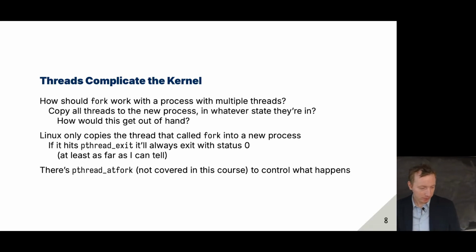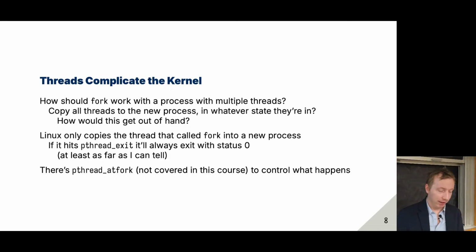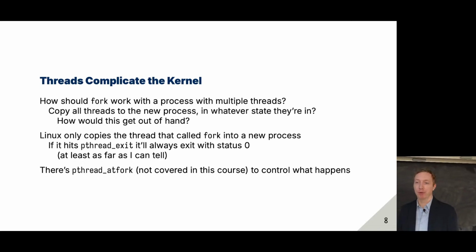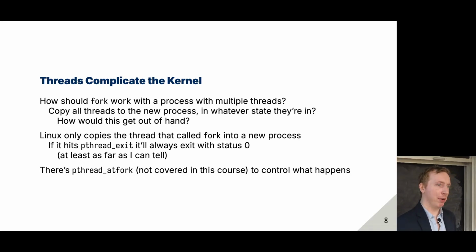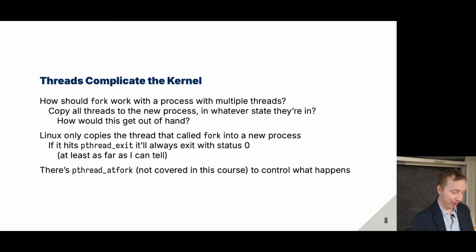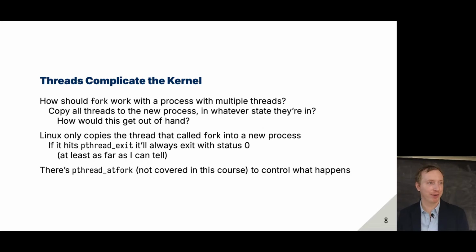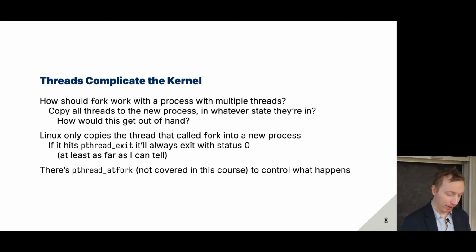Threads do complicate the kernel a little bit. A process can have multiple threads in it, so it has to interact with things we have seen before. For example, if we have a process with 8 threads in it and it forks, what the hell should happen? Do we get a new process that also has 8 threads, or does something else happen?